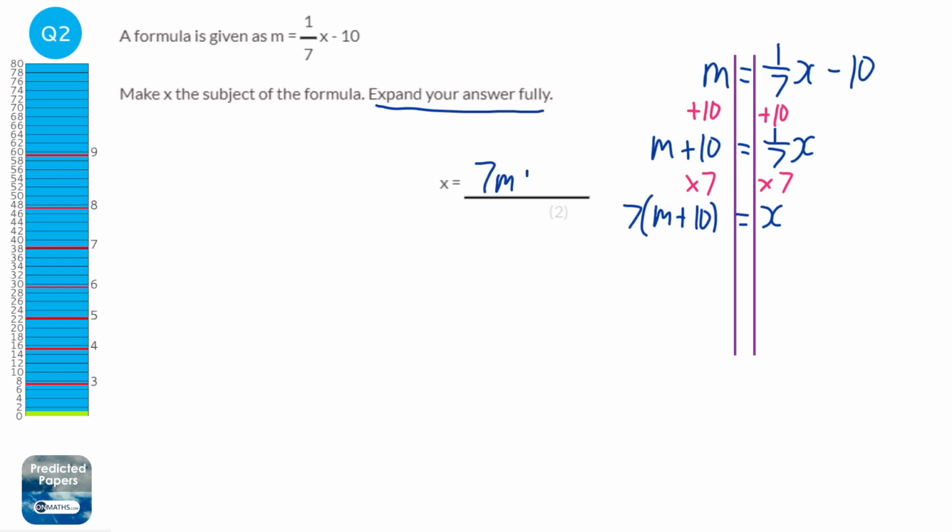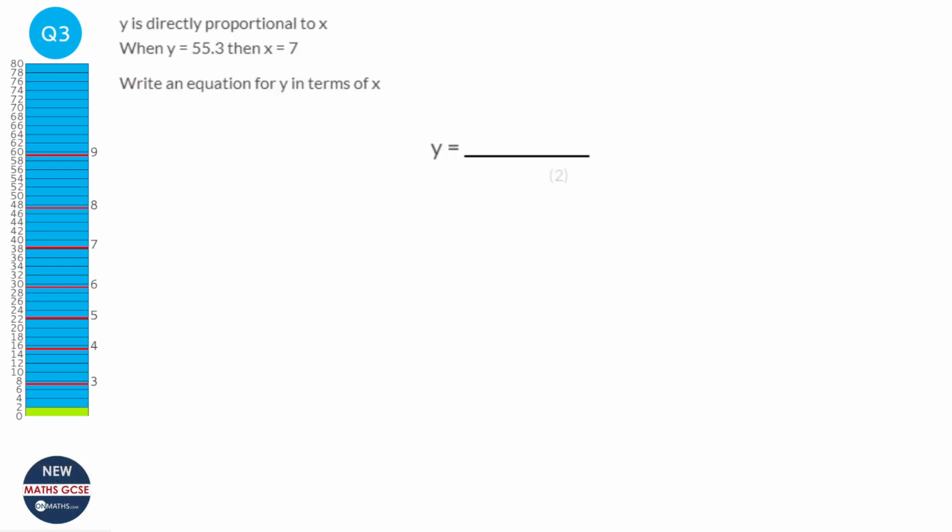7m plus 70. So when we say y is directly proportional to x, what we mean is whenever x doubles, y will double. Whenever x halves, y will halve. Now we've got this proportionality sign here, and to make that an equals, all we need to do is introduce a k constant to the right hand side. So it's y equals something times x.